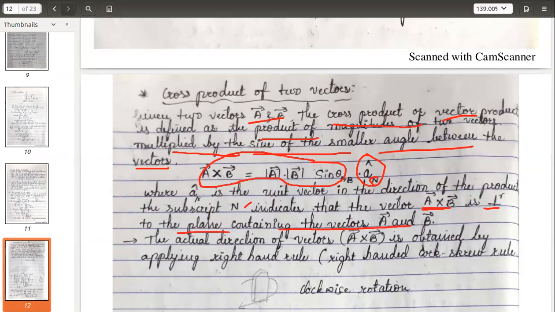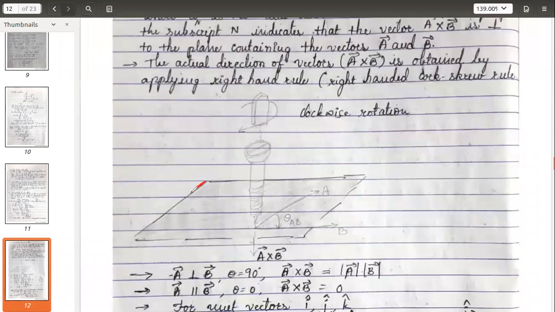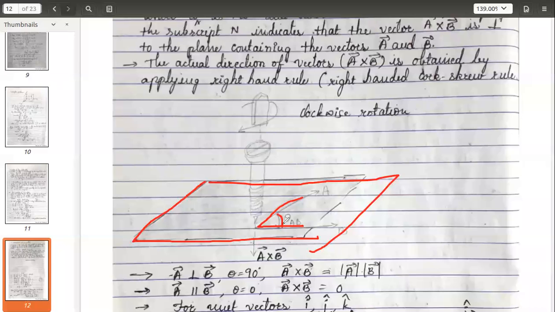The actual direction is obtained how? We have to apply the right hand corkscrew rule. You can see it below. Here I have drawn it. This is the plane containing both vectors A and B. This is the angle theta. If we take A into B into sine theta, then this is your screw. If the screw is rotating in clockwise direction, then this below is the direction of the product. So this indicates the direction N of the cross product. This is the right hand corkscrew rule, or right hand rule.